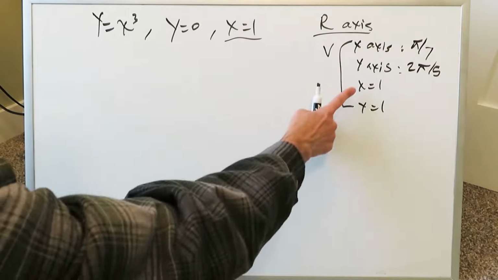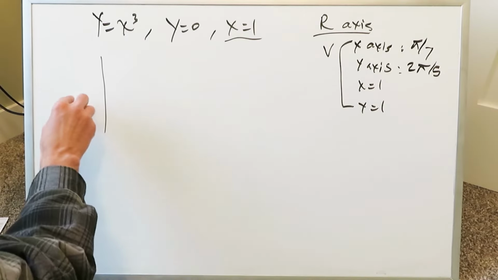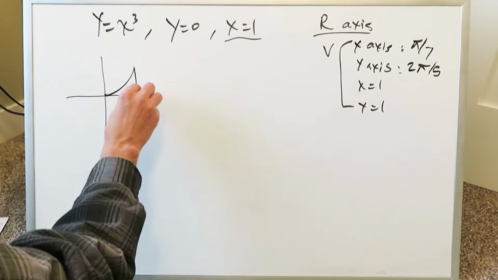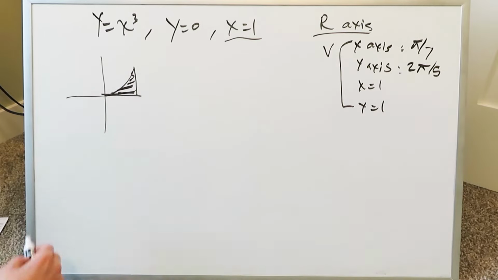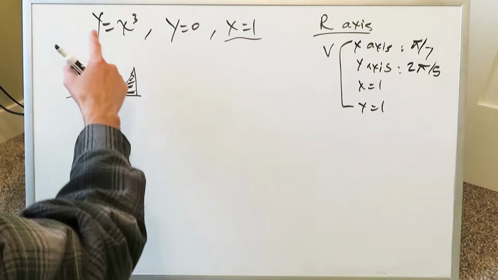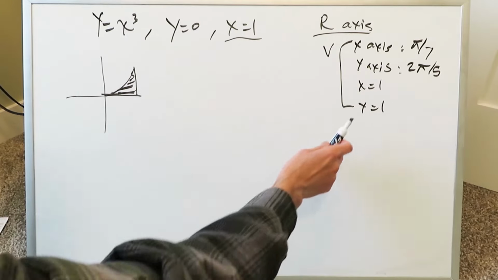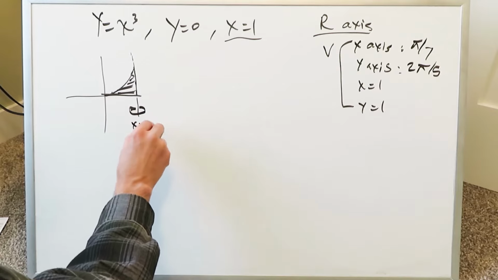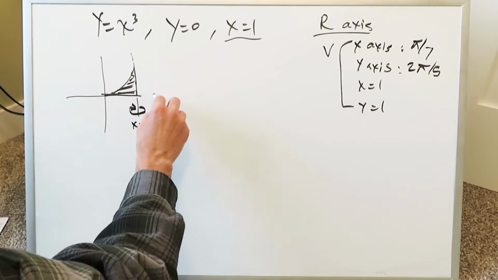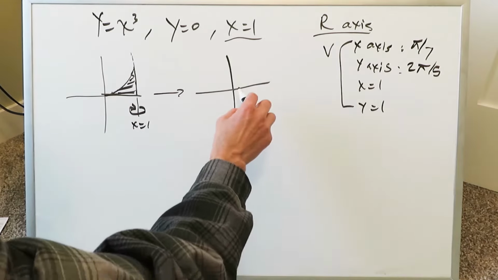Let's look at this along the x-axis. Let's draw everything again. Here's my x cubed, x equals 1 and y equals 0. My region of space bound by those three equations is this right here. My line of rotation is x equals 1, which is right here, x equals 1. You'll again develop a rotational solid. So these will be all rotational solids.